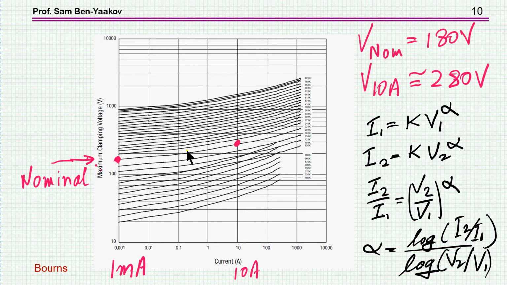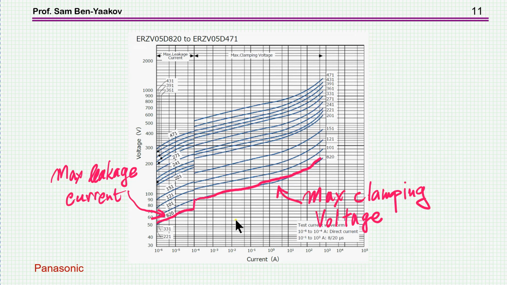And from this point, assuming that this is about a straight line in the log-log scale, you can actually get out what is alpha, which will be the log of I2 over I1, this is I2, I1, and log V2 over V1, or sometimes, of course, shown as log I2 minus log I1, and same thing here for the denominator. So this is a very typical curve that you'll find in data sheets.